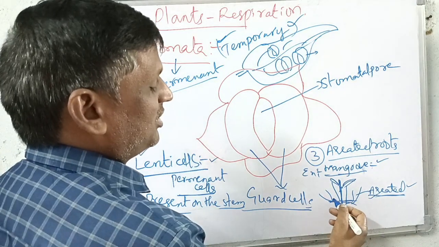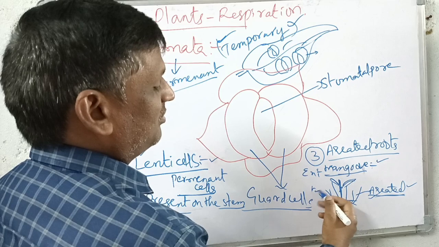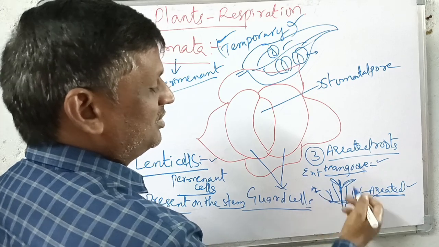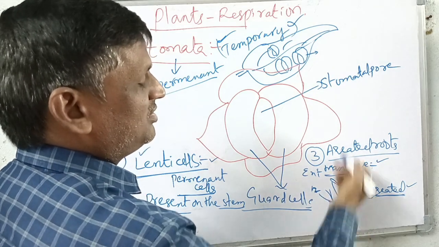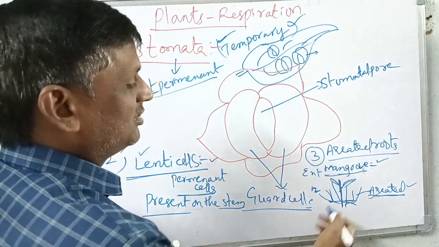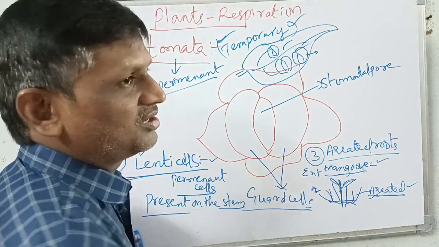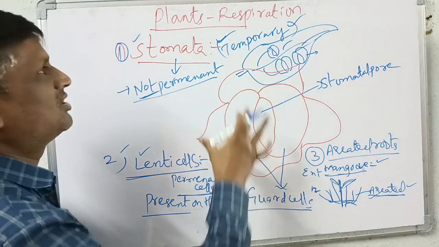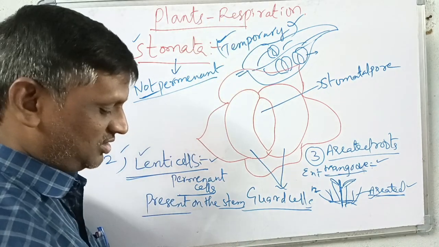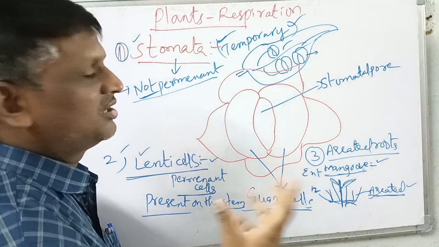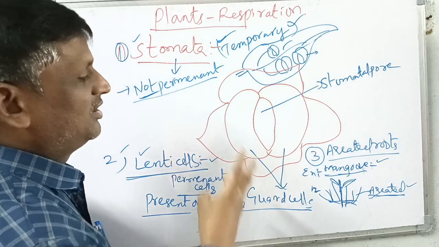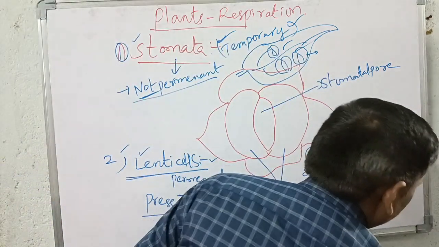Generally, these aerated roots can grow up to 12 inches above the earth. See, up to 12 inches in height it can grow on the earth. Then these participate in respiration. So this is all about how respiration takes place in plants: stomata, lenticels, and the third one is aerated roots.